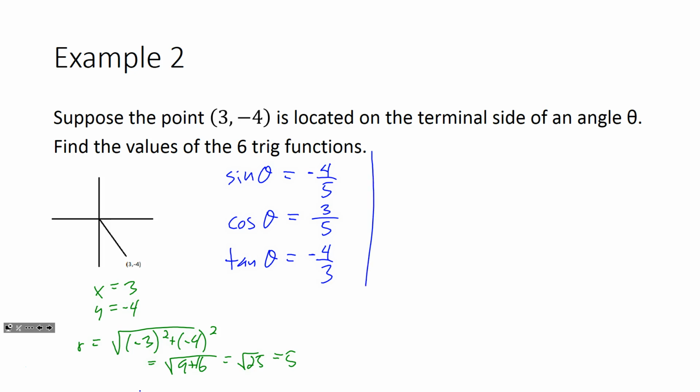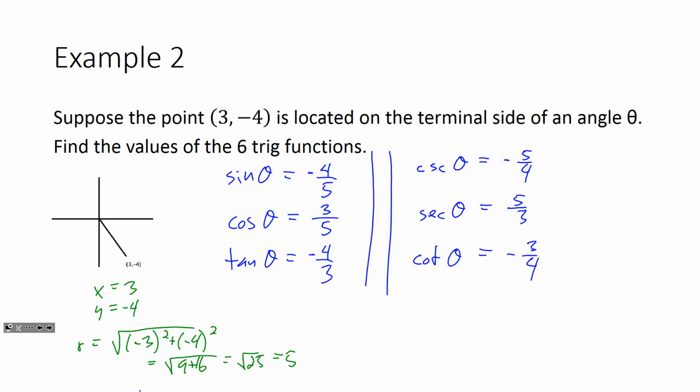Let's run through the reciprocal trig functions. The reciprocal of the sine is the cosecant. So the reciprocal of negative 4/5 will be negative 5/4. The reciprocal of cosine equals the secant. Reciprocal of 3/5 will be 5/3. And finally, the reciprocal of the tangent is the cotangent. And that, taking the reciprocal, will be negative 3/4. So there we have all of those.